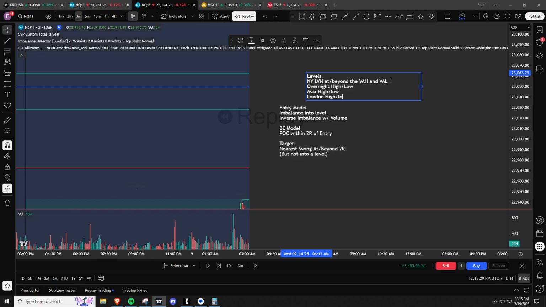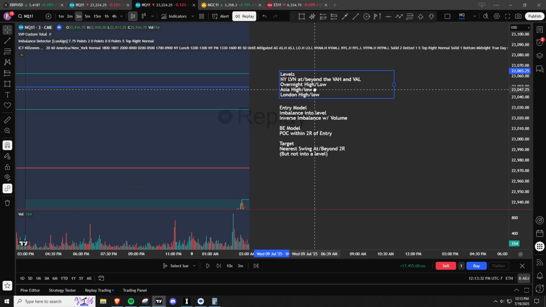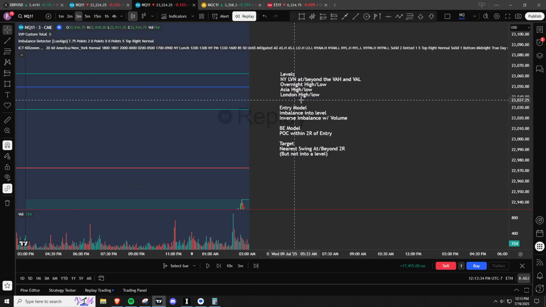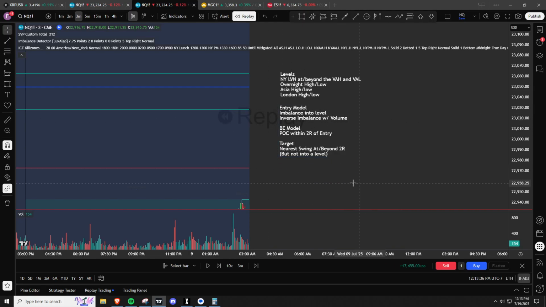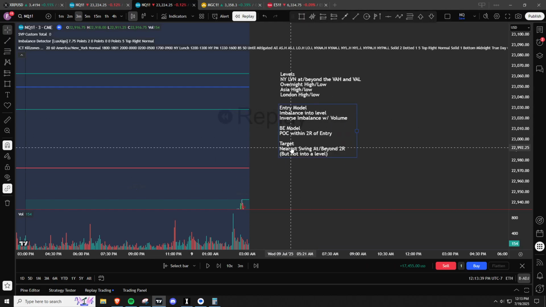So if you're interested in taking these trades, take a screenshot of this or write it down. You got the levels you're looking for, you're getting your entry model you're looking for, you got your break-even model, and you got your target. So I hope that helps you guys.